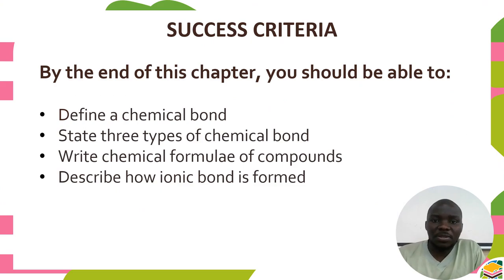By the end of this lesson or chapter, we should be able to achieve the following success criteria: define a chemical bond, state 3 types of chemical bond, write the chemical formula of compounds, and describe how an ionic bond is formed. So by the end of this lesson, we should be able to define a chemical bond, state 3 types of chemical bond, as well as write the chemical formula of different compounds and describe how an ionic bond is formed.